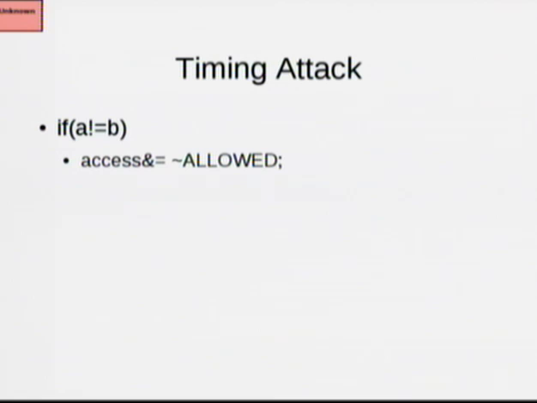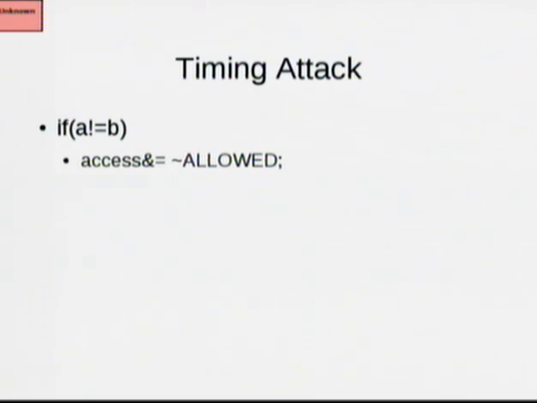In the case of the timing attack that I keep coming back to, if you have code like this, like if A does not equal B, then clear the allowed bit of the access variable. This format here where you do like &= and the tilde to invert is very common in embedded C programming.